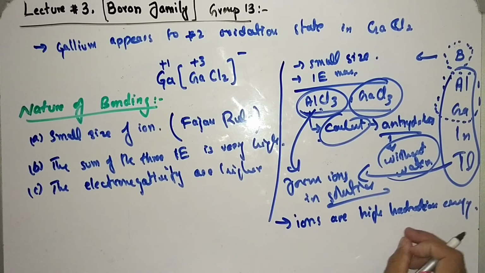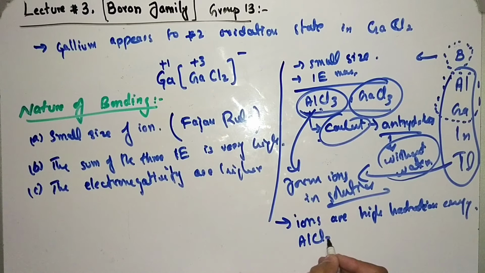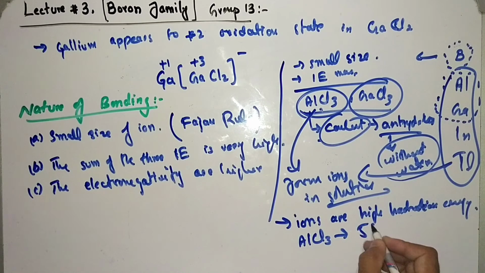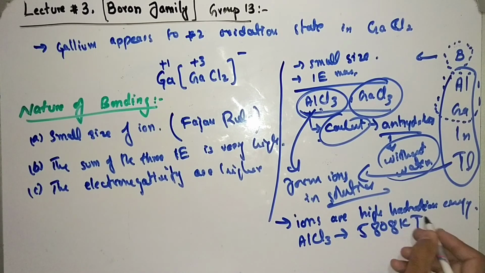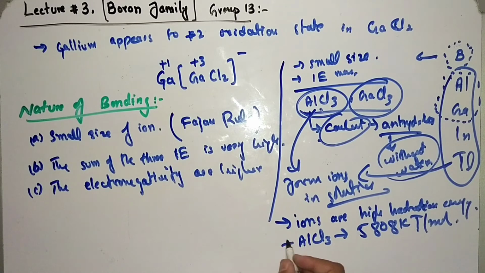What is meant by hydration? I already explained that it is the energy that is released, evolved, during the hydration process, during the addition of water. When you add water to AlCl3, it releases 5808 kilojoule per mole of energy. It releases this large amount of energy. This is the hydration energy.